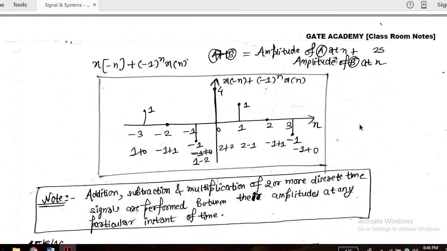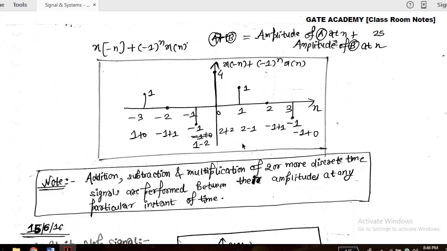Addition, subtraction and multiplication of two or more discrete time signals are performed between their amplitudes at any particular instant of time. Say this is one instant of time. As it is a discrete time signal, there are discrete instants of time independently. So at each instant of time, you perform the addition, multiplication, subtraction operation individually for each of the samples.